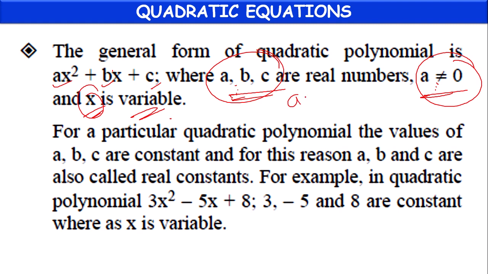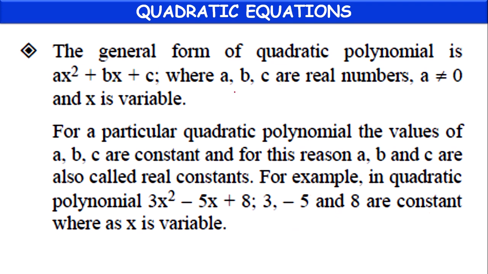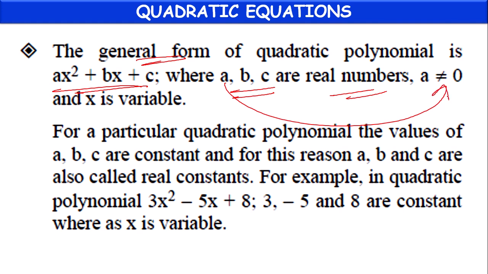Because in ax square plus bx plus c, if you take a as 0, then it will become 0 into x square plus bx plus c. 0 into x square will become 0. Only bx plus c will remain. Highest power will be 1, which is a first degree expression, which is not a quadratic polynomial. So the condition is, the general form is ax square plus bx plus c, where a, b, c are real numbers and a should not be equal to 0 and x should be the variable. This is the general form.